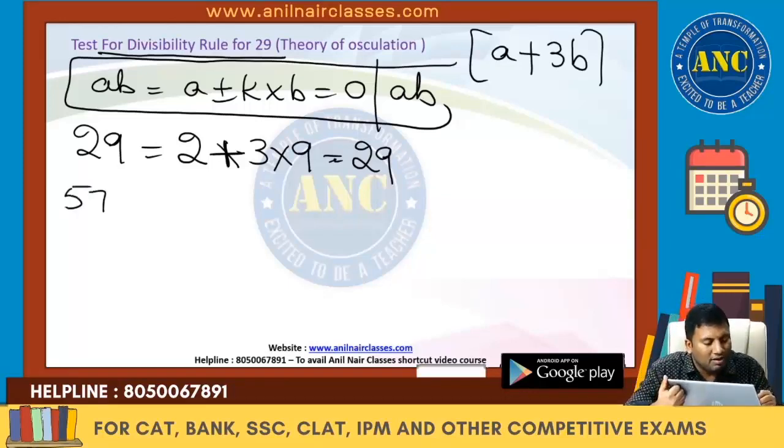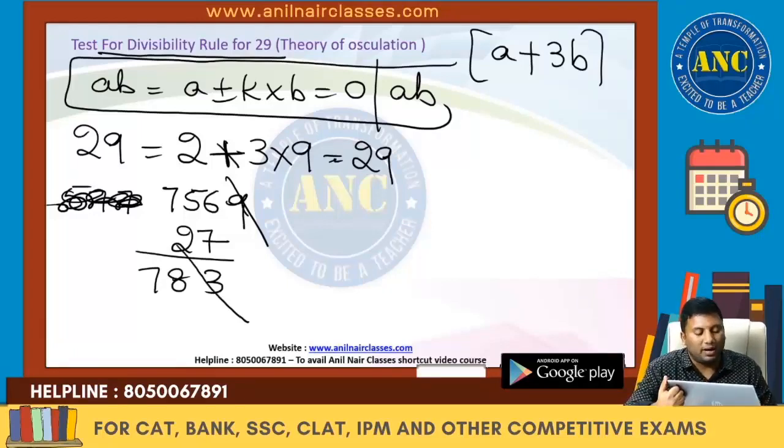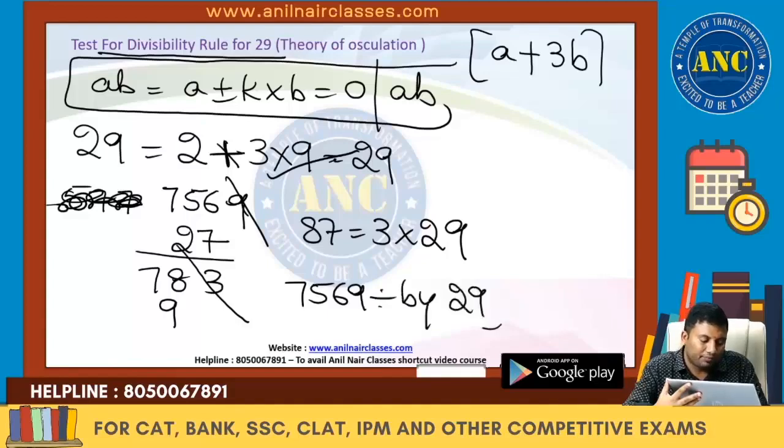For example, suppose 7569. A plus 3b. 9 3s are 27. So these 783. Take the unit digit, multiply by 3. 3 3s are 9. 87. 87 is 3 into 29. Idea clear? Divisibility rule for any prime number you can do it. That means 7569 is divisible by 29.